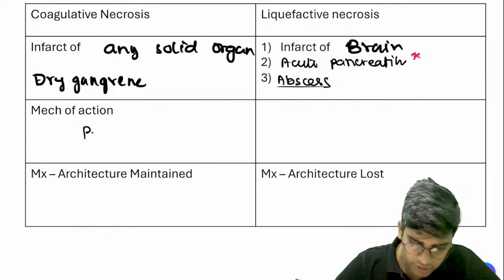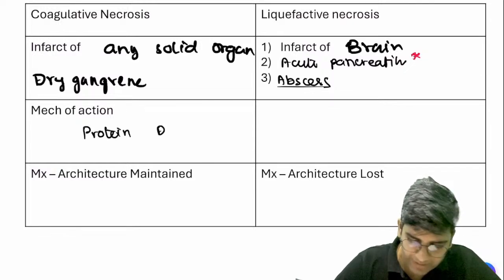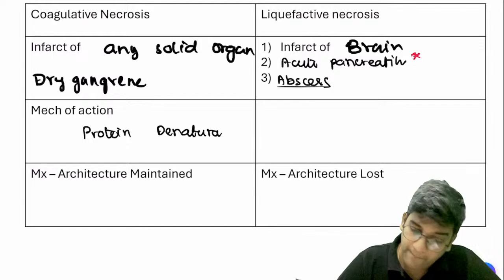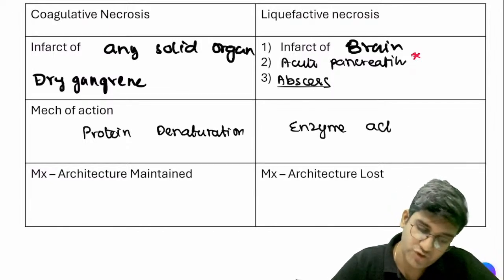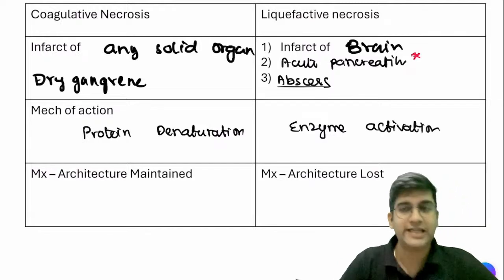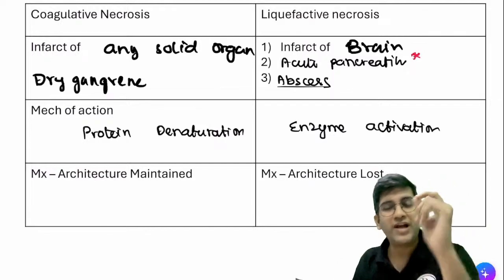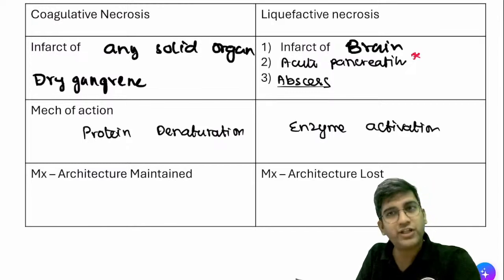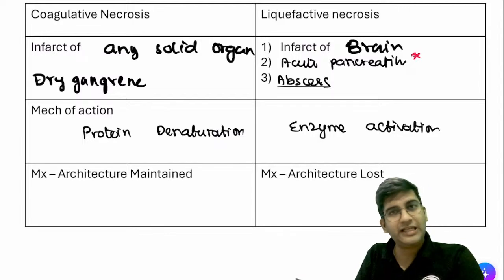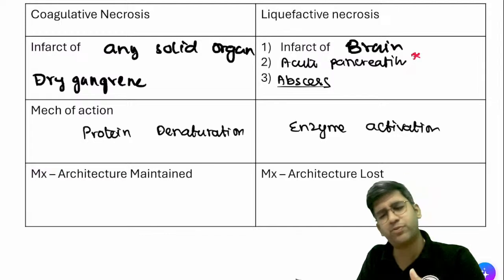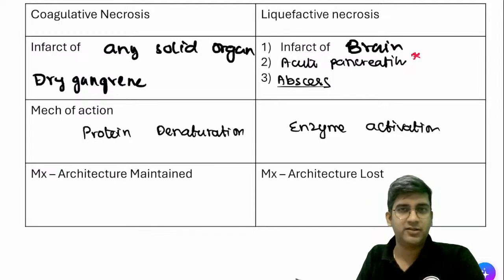Mechanism of coagulative necrosis, protein degradation or protein denaturation. Mechanism of liquefactive necrosis, enzyme activation. That's the biggest change here, right? One is enzyme activation, one is protein degradation. Now let's try to explain why brain dies by liquefactive necrosis. Have you touched brain? Anatomy dissection hall, have you touched brain? If you touched brain, brain is a very, very soft organ because brain parenchyma is predominantly made of fat. It's almost completely made of fat, right?